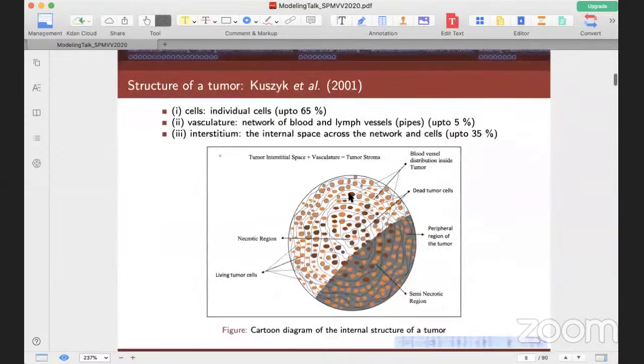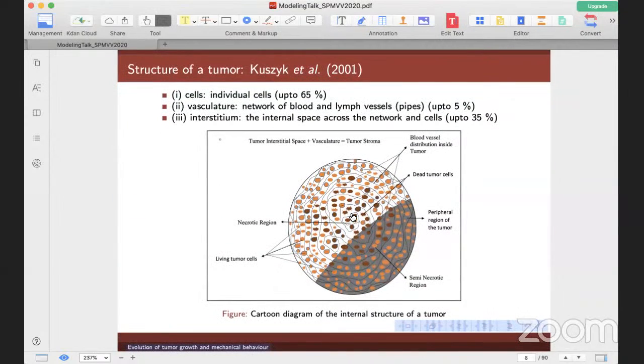For example, if you see the structure, individual cells, these are the tumor cells, up to 65%. Vasculature means the pipe type, these are networks, up to 5%. Then interstitium, the remaining empty space, that is up to 35%. So these are on the maximum side.